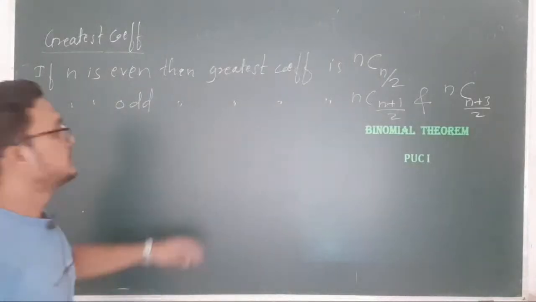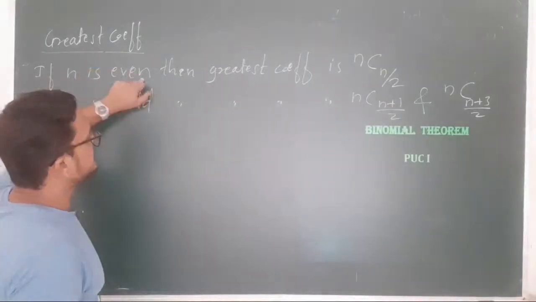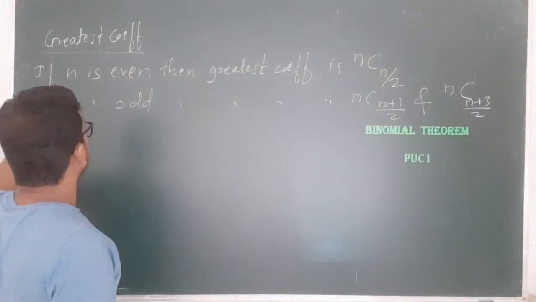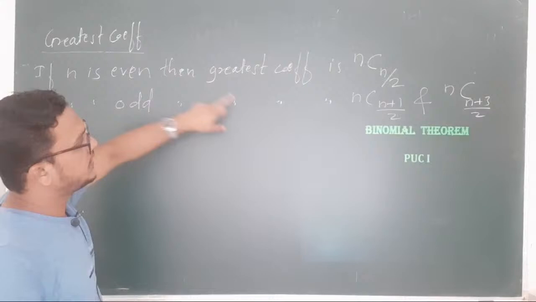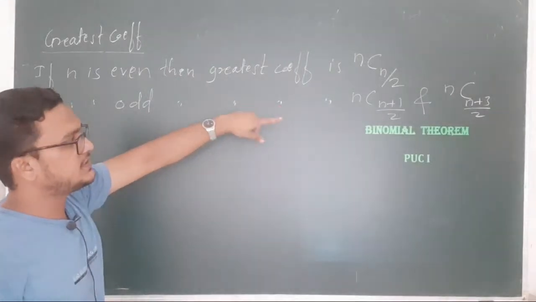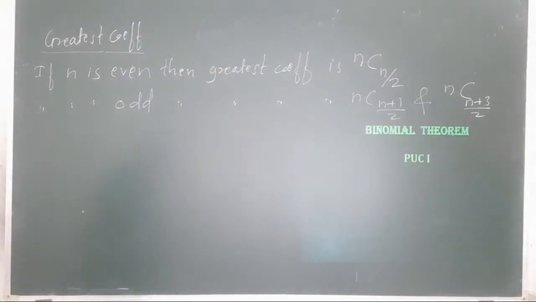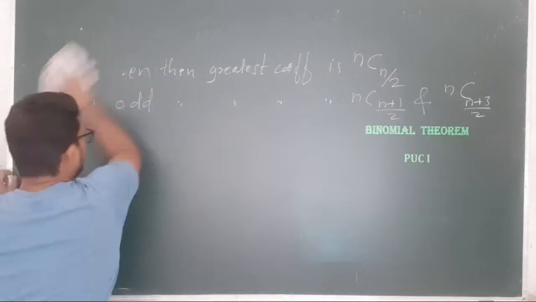Okay, so if n is even, the greatest coefficient is what? NC n by 2. If n is odd, then the greatest coefficient is what? NC n plus 1 by 2 and NC n plus 3 by 2. Okay, this is another result of greatest coefficient.